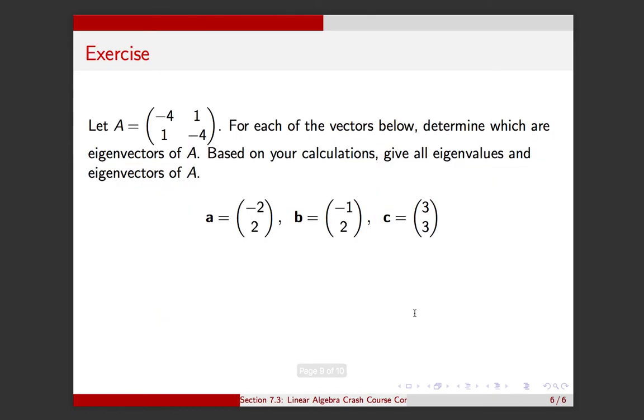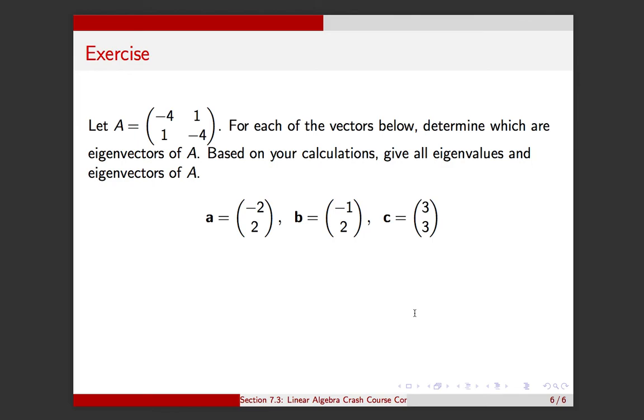Anyway, those are the 2 things to know about eigenvalues and eigenvectors. So here's an exercise for you. Let A be this matrix here. For each of the vectors below, determine which are eigenvectors of A using the definition. Based on your calculations, I want you to then tell me all eigenvalues and all eigenvectors of A. So pause the video and do that.